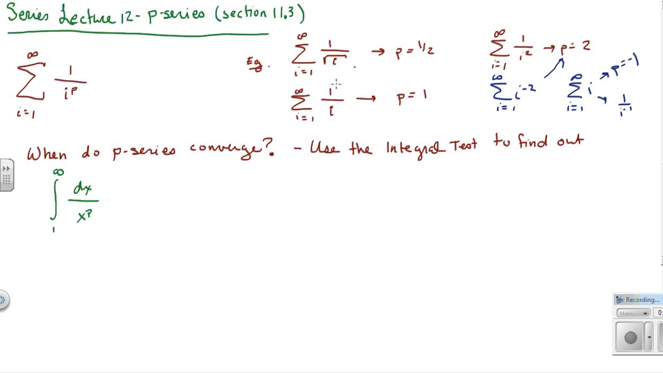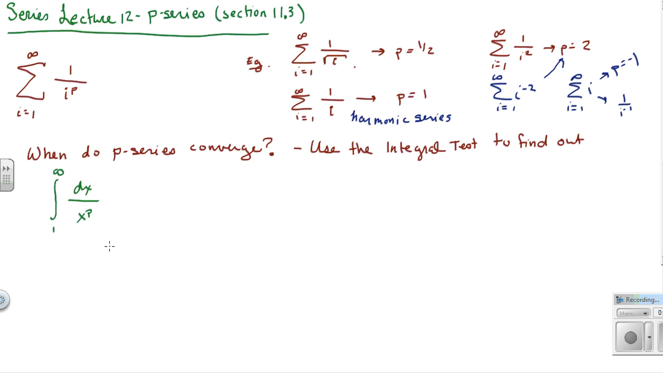And then you should recognize this one here, the sum i equals 1 to infinity of 1 over i. What is that? That's the harmonic series. The harmonic series is an example of a p-series. We already know if that one converges or not. That one actually diverges.